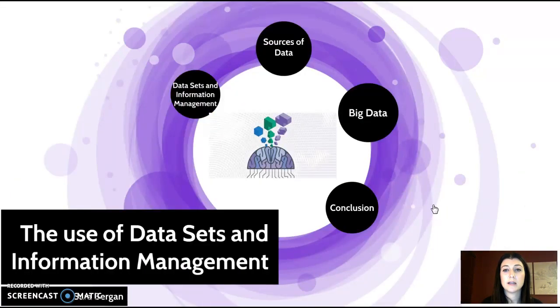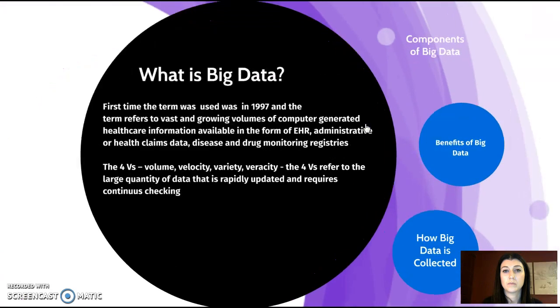So what do we do when we collect all this data and we have so much of it? So what is big data? The first time the term was used was in 1997, and the term refers to the vast and growing volumes of computer-generated healthcare information available, and these are in the forms of our electronic health records, administrative or health claims data, disease and drug monitoring registries. Big data is also referred to under the 4 V's. These are volume, velocity, variety, and veracity.